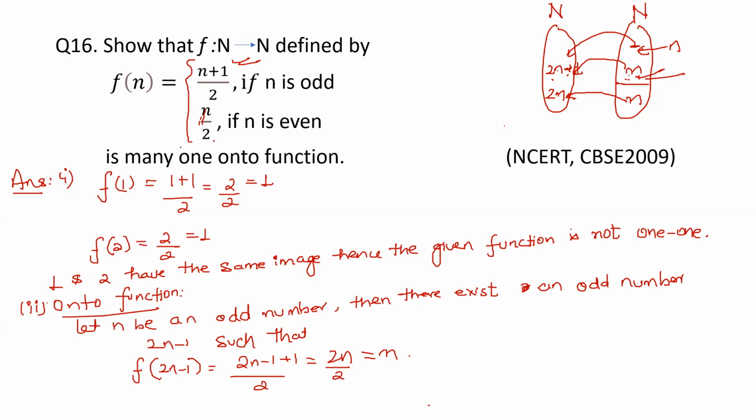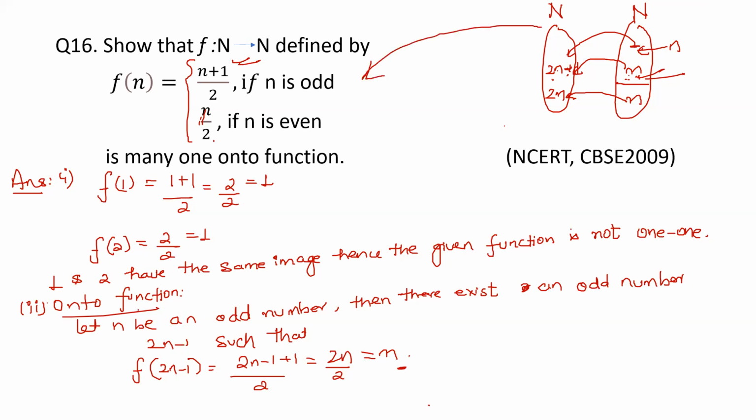This is done. Why are we taking 2n minus 1? Because we need n here. Here we are saying n is an odd number. So if n is an odd number, then we need a number in the first set so that when we put that number in the function, we should get n.